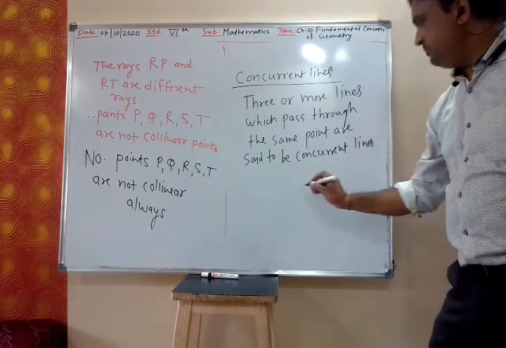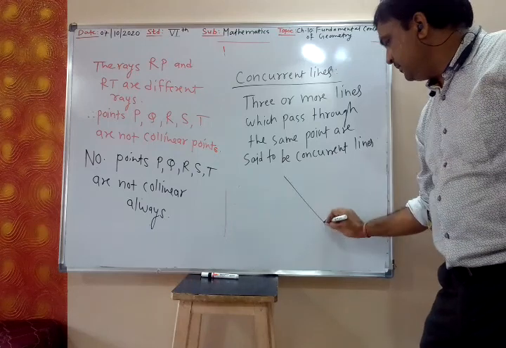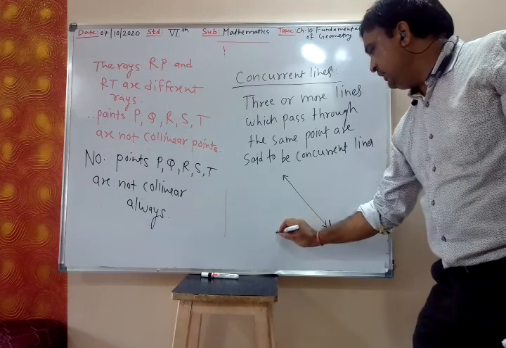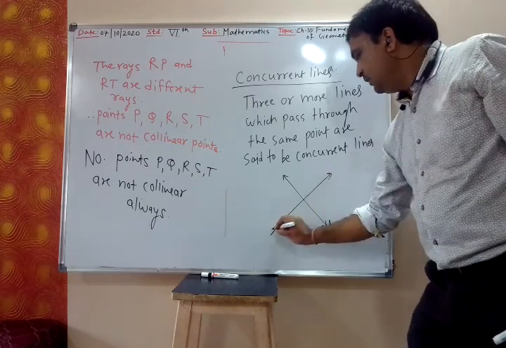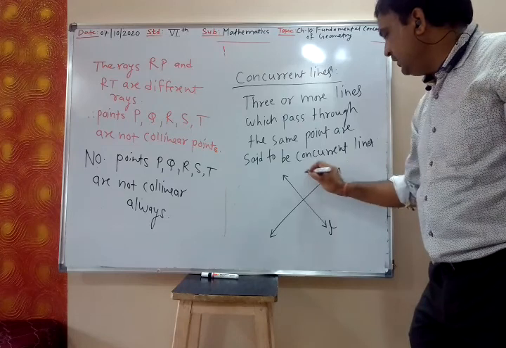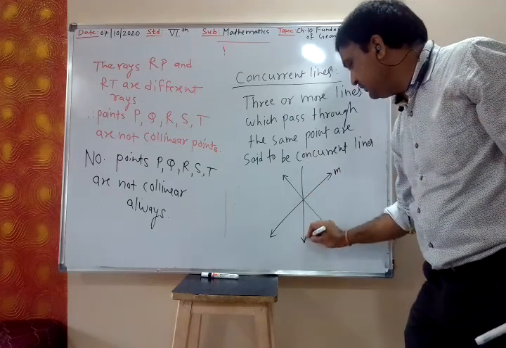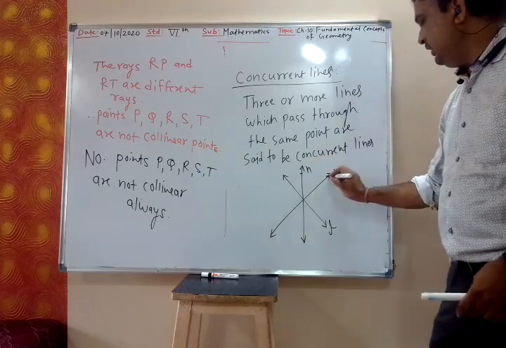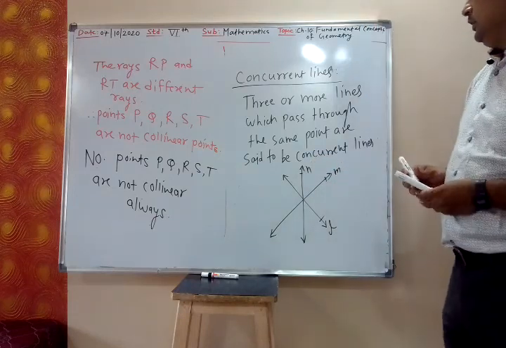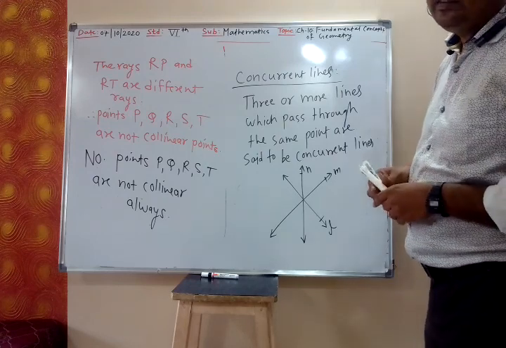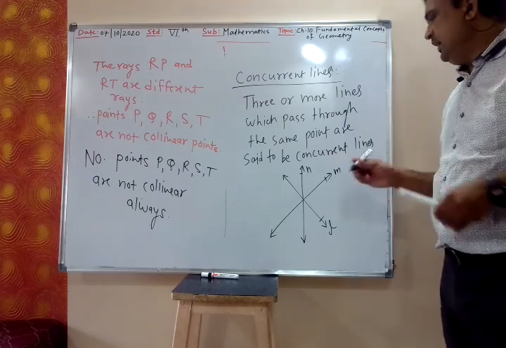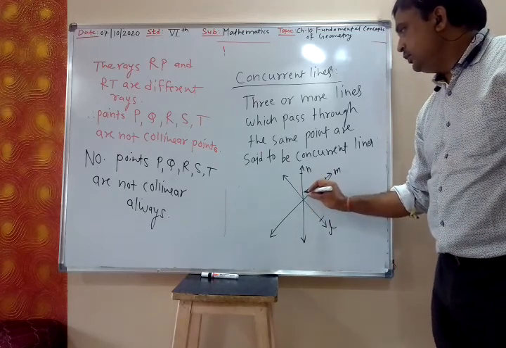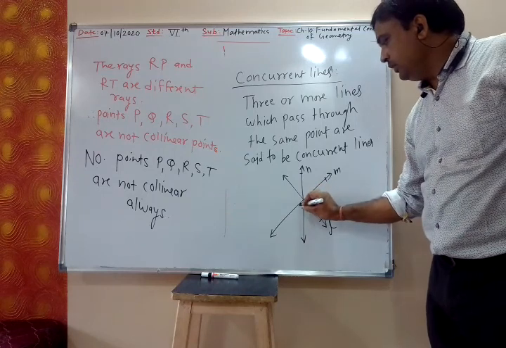Now let us take an example. We have a line L, another line M, and another line N. There are three lines L, M, N. Are these three lines concurrent lines? Yes. The three lines are concurrent lines because they pass through the same point O.